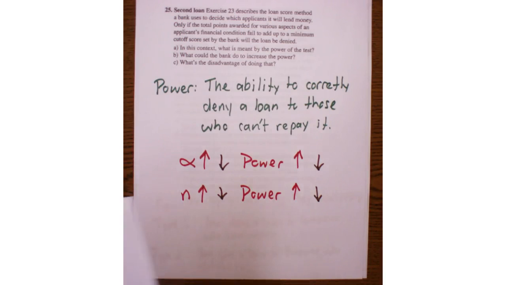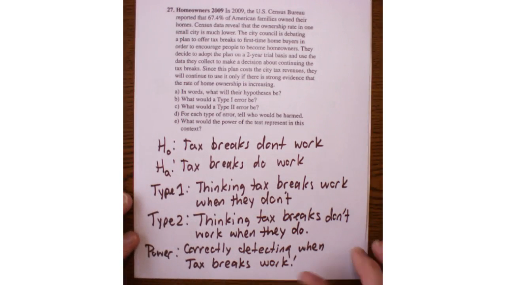And then the last thing was question 27 on homeowners. And a little bit of confusion. Was this actually about home ownership or was it about tax breaks? And this question is about tax breaks and whether or not tax breaks work. And we're measuring the success or lack of success in terms of home ownership rates.